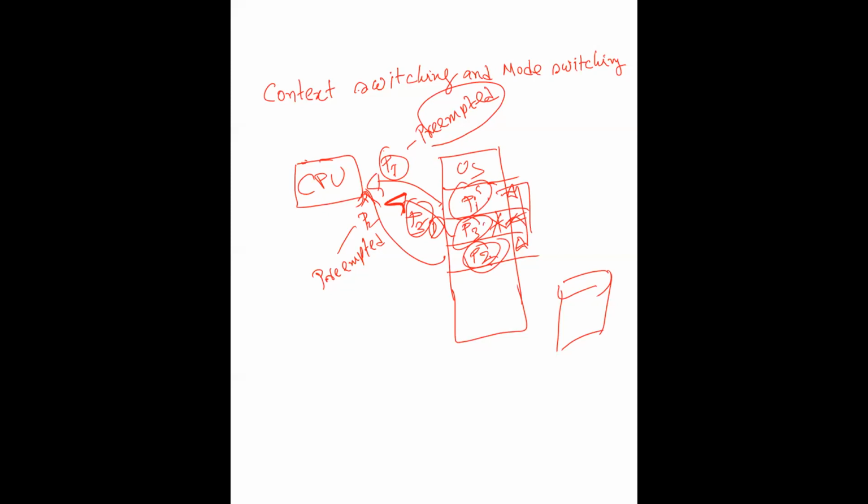Okay, this is a user process, switching from one user process to another user process. When you switch from one process to another process, it is called context switching. So you know mode switching as well as context switching. Switching between one user process and another user process is called context switching. Switching between the kernel program and user programs is called mode switching.